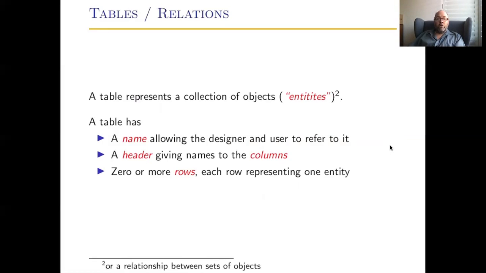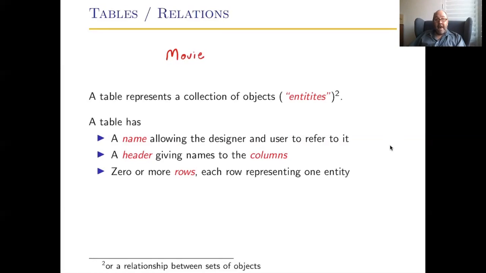So what do we know? What features does a table have? Well, a table has a name, allowing the designer and user to refer to it. So you have to give the entire table a name. The one that we've just done, the table that I just showed you in the Excel spreadsheet, I'm just going to call that movie. Okay, not movies. It's just traditional that when you're talking about things, that the table is named with the singular noun representing the things that are being stored.